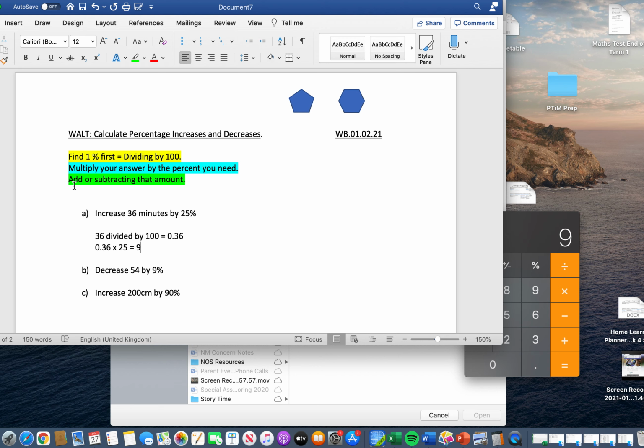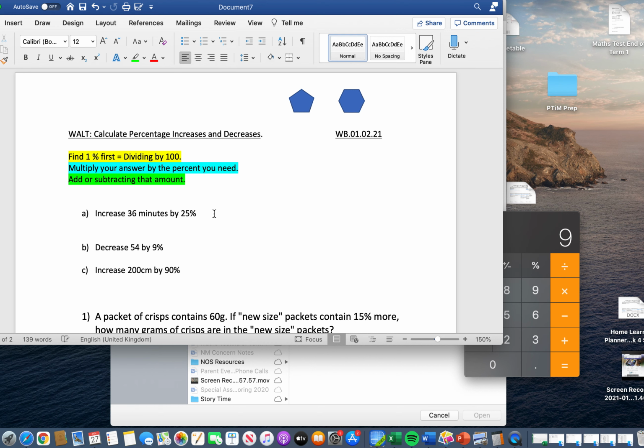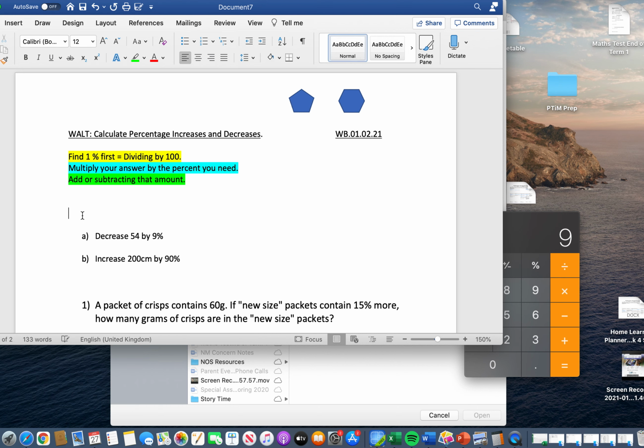My last step, add or subtract that amount to my original amount. So because it says increase, I'm doing 36, which is the original amount, plus 9, which is the percentage increase. I don't need to use the calculator for that. That is, of course, 45. Obviously, if it said decrease, I would have done 36, take away 9. Okay, so you're working through those steps. Okay, you can delete those again. Let's look at the next question.